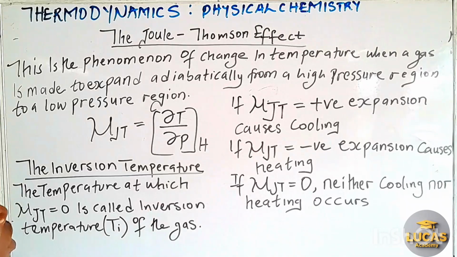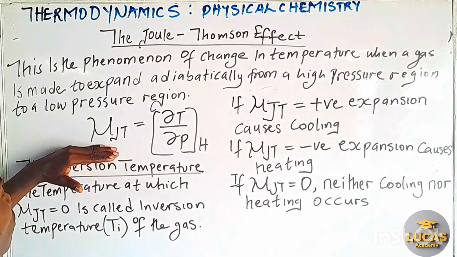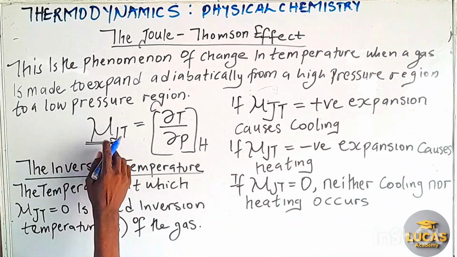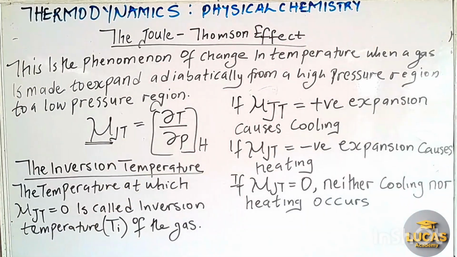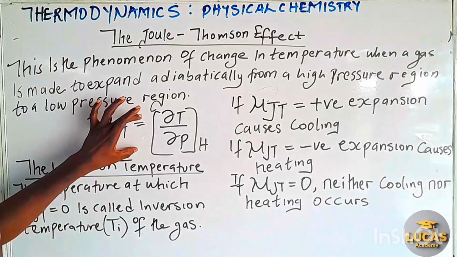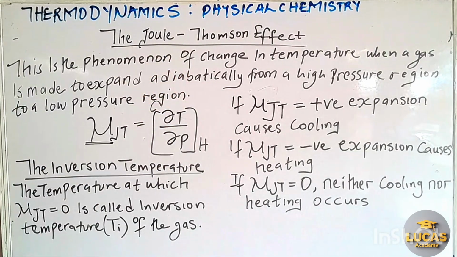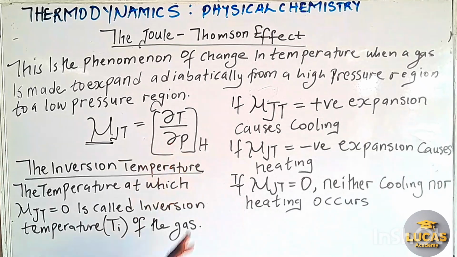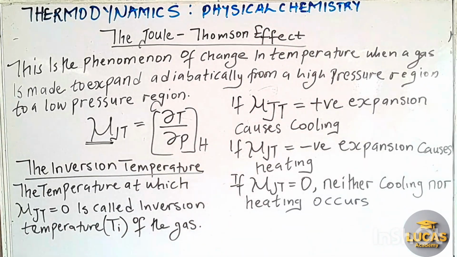Now, with respect to this definition, we have what we call the coefficient of the Joule-Thomson effect. Since the Joule-Thomson effect has to do with the change in temperature with respect to the change in pressure, and in this place we have the enthalpy being kept constant.